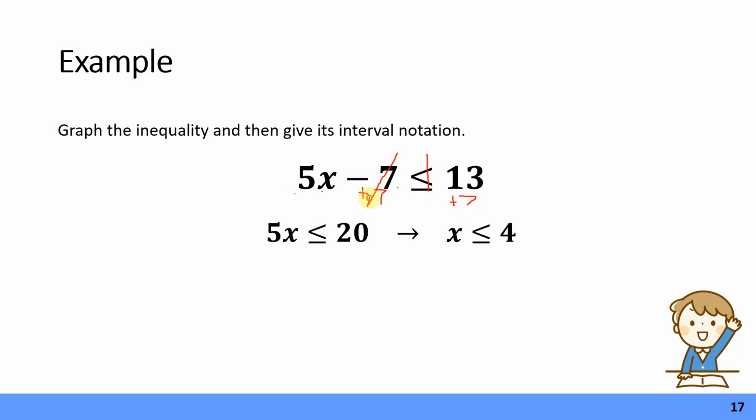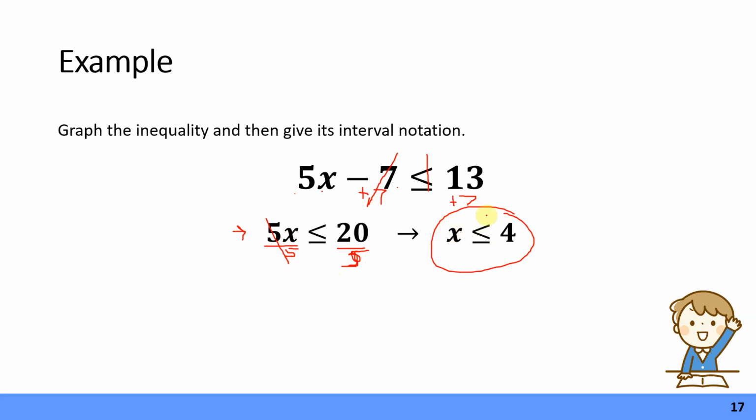So it cancels out here. 13 plus 7 gives me 20. So this is how I got this step right here. Now to leave the x by itself, I divide by 5. So I divide this side by 5. And I divide this side by 5. Oh my goodness, pretend that's a 5. That's a very ugly 5. There you go. That made it worse. So these cancel out and I'm left with this. Now the x is by itself. Now I could graph it.